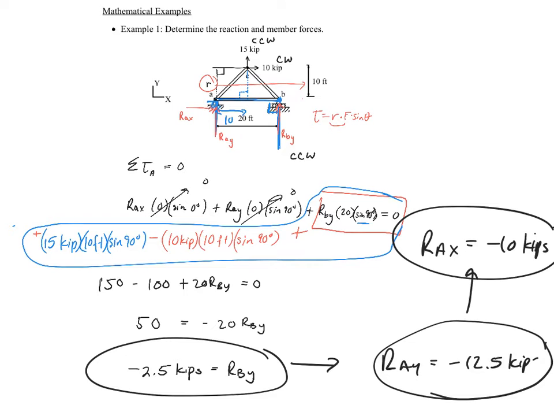No, it wouldn't. RAY and RBY, our force is only in the y direction, and we have one equation in the y direction. Sum of the forces equals 0, but 2 unknowns, right? So even if we made that conclusion about RAX to start, we would have had to use the sum of the torques and the sum of the forces in the y to solve for RAY and RBY. Does that make sense?